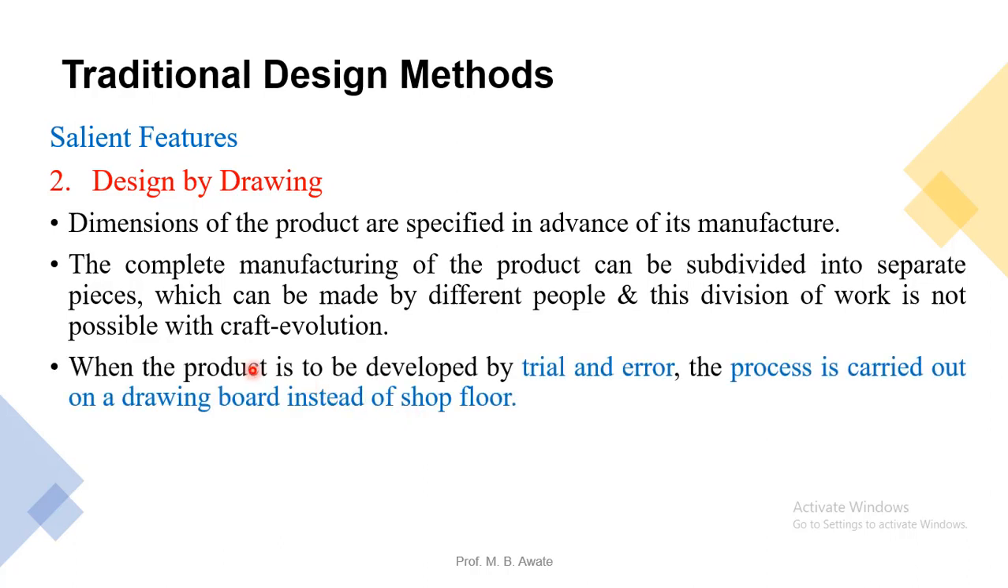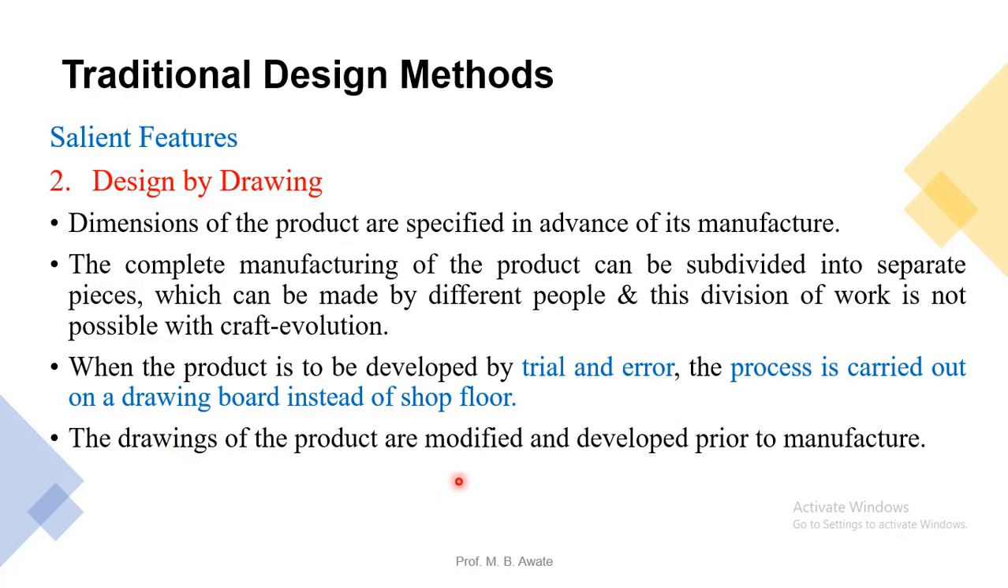Next one is when the product has to be developed by trial and error method, the process is carried out on the drawing board instead of shop floor. So see here, in case of design by drawing, suppose we have to go for trial and error method. That trial and error method we can carry out on the drawing board, because we do have a drawing in front of us and we do have dimensions of the product. So this trial and error method we can do on the drawing board, rather than doing it on the shop floor or on the actual product. So this is one more advantage in case of design by drawing.